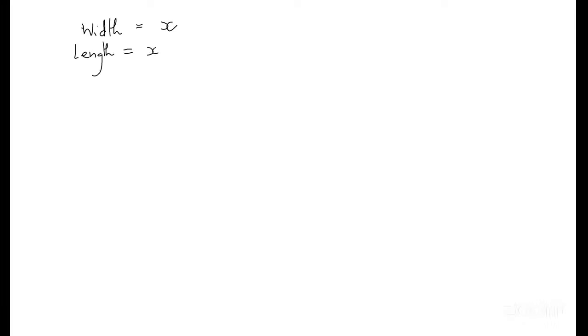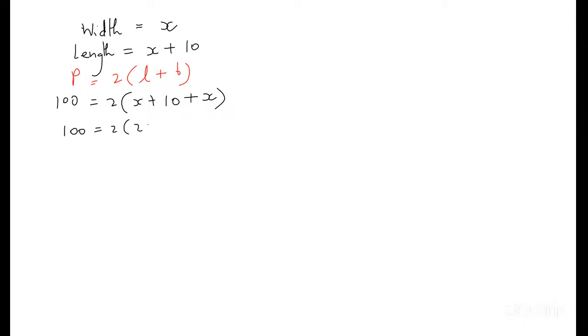The perimeter formula is 2 into length plus breadth. Now put the values. We know the perimeter is 100. So 100 equals 2 into length x plus 10 plus width x. Add both the x, it becomes 2x, so 100 equals 2 into 2x plus 10.